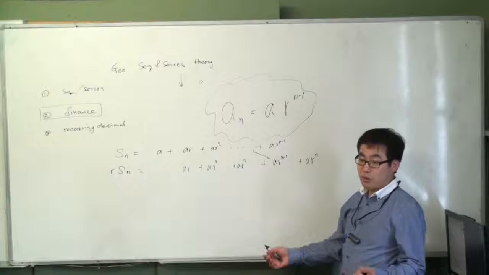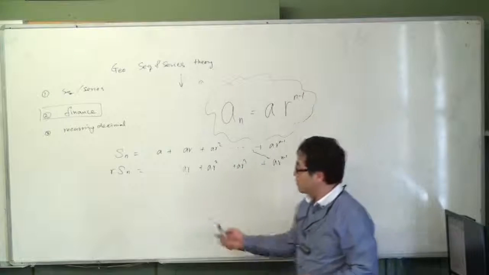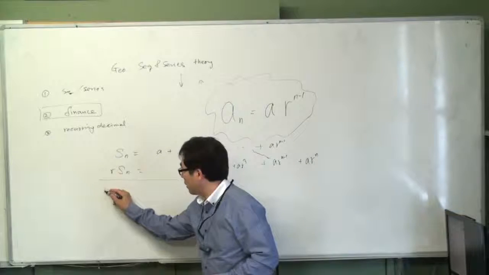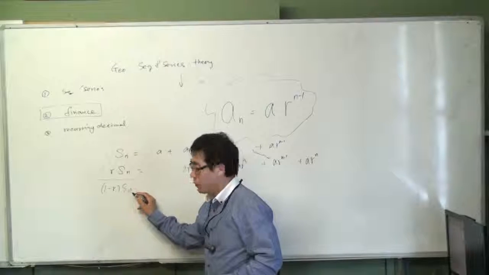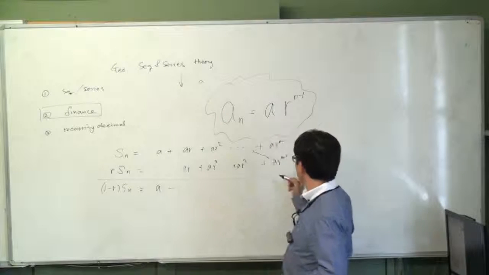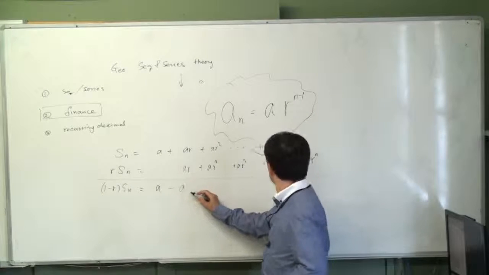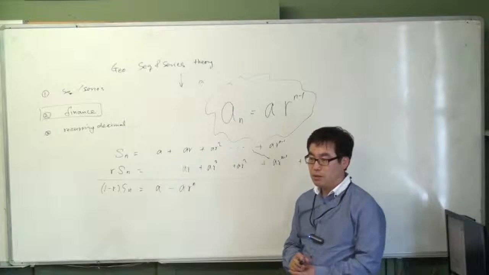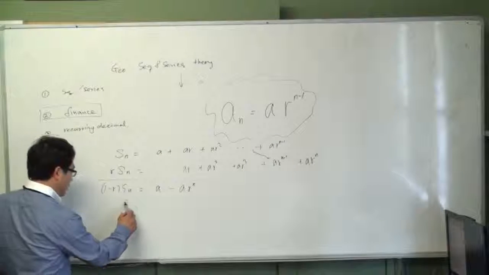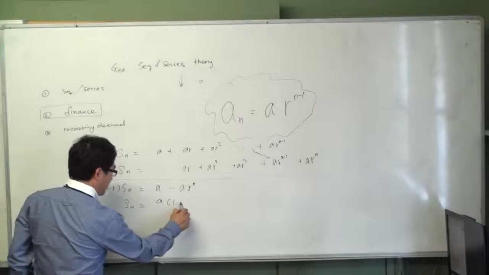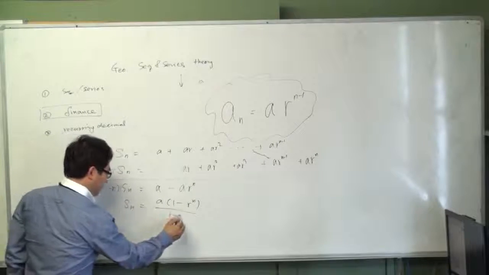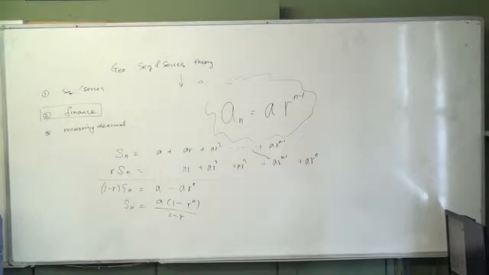So what can you do? Subtract them, so get rid of everything. The sum will be very simple. So subtract. a is gone, and the few terms left are a minus ar to the n. Now you have the formula there. That is factorized. That's the formula for the geometric sequence.